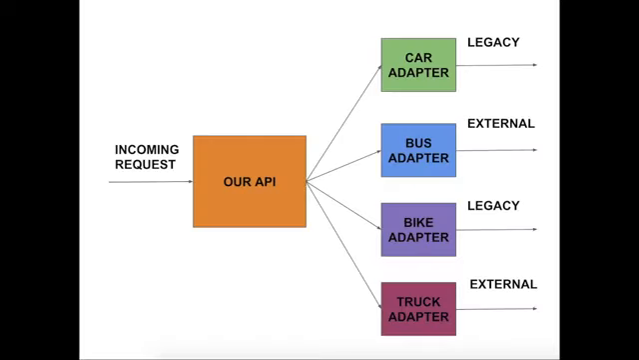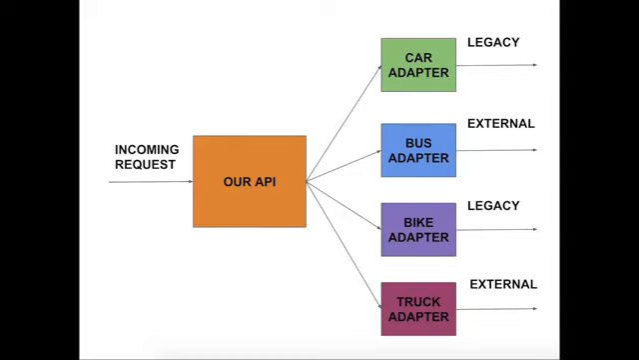Here is a simple architecture that I have for you. So an incoming request is going to come to our API, and our API is going to interact with multiple legacy and external systems in order to send back a response. And these legacy systems and external systems are going to be connected to our API through the concept of adapters. So our API is going to have a car adapter, a bus adapter, a bike adapter, and a truck adapter.